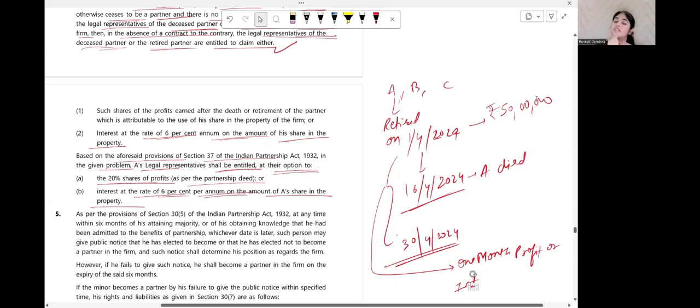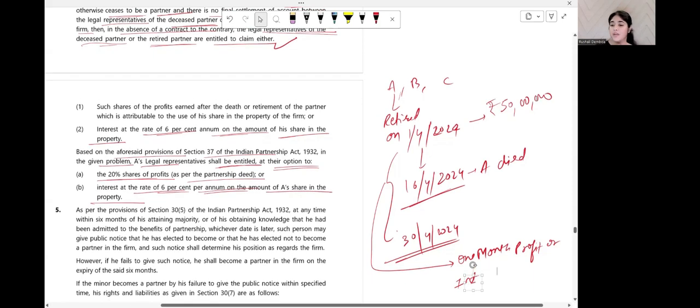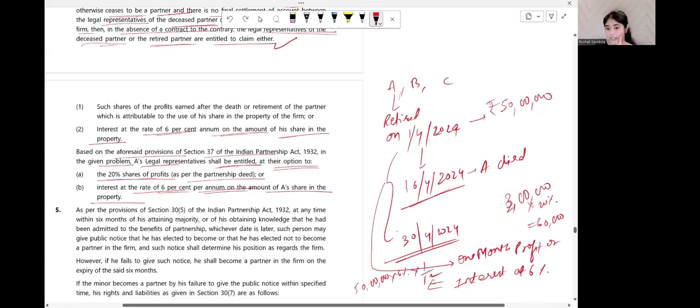Like 1 month's interest, you have to give 6% per annum, you have to calculate. Okay, I'll write it over here, interest at 6%. So 1 month profit, what was the consideration? 3 lakh. If you are considering 3 lakh is 1 month profit, so 20% of this comes out to be 60,000. Either you pay this, or you have to pay 50 lakh into 6% into 1 by 12, right? You have to either give that percentage.